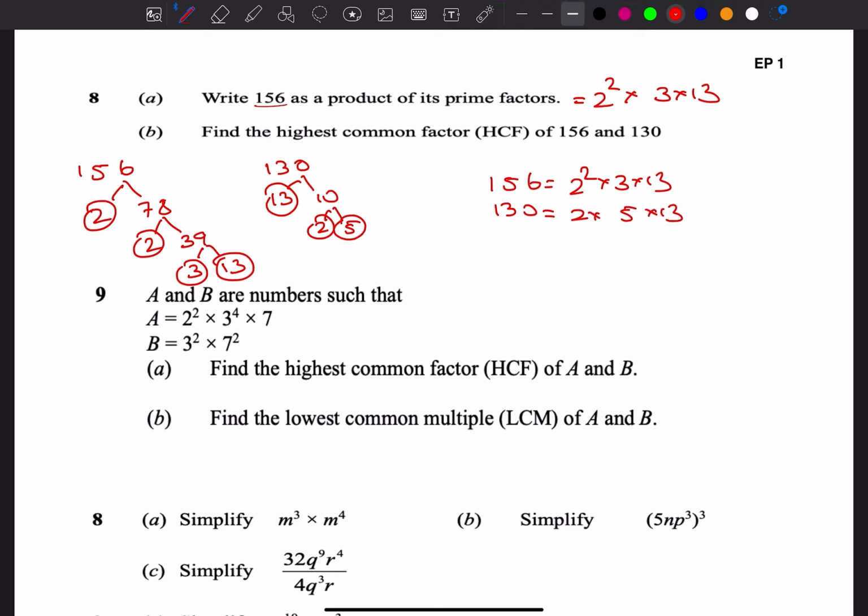If you want to work out highest common factor, always remember it's your common number, and it's always the smallest power. What is the common number? 2 is common, but the smallest power, 2 to the power 1 technically, or 2 is fine. 2, 3 and 5, they are not common. 13 is common. There you go. Times it. 26. That's your highest common factor.